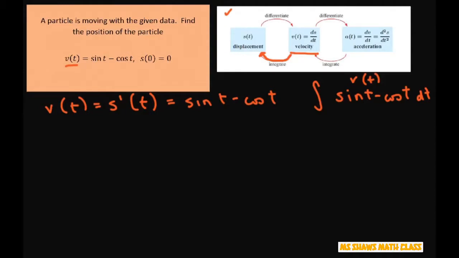So when you take the integral here, the antiderivative of sine of t is negative cosine of t, and the antiderivative of cosine of t is just sine of t, but you still have the minus. And then you put your plus c. So that's your s of t.